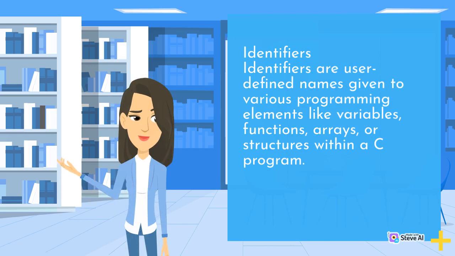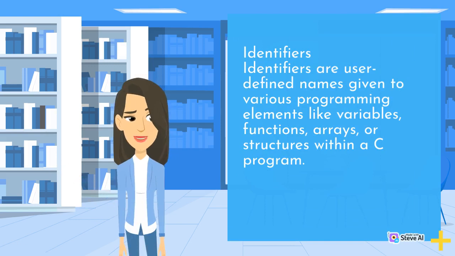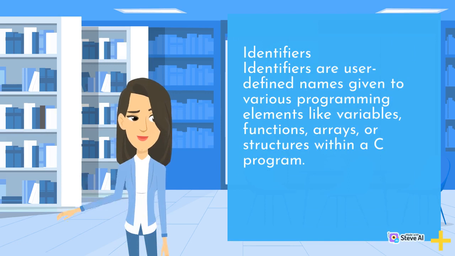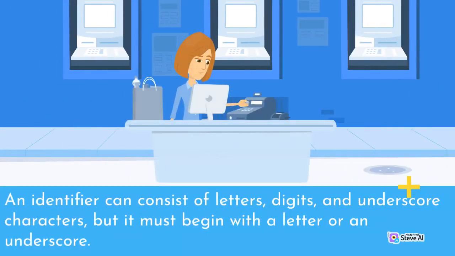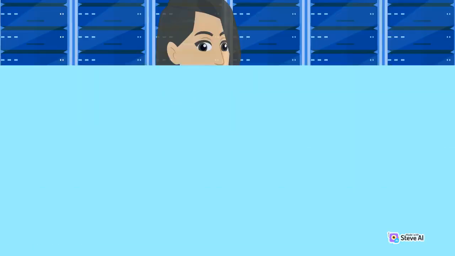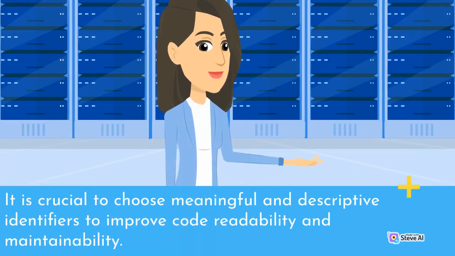Identifiers. Identifiers are user-defined names given to various programming elements like variables, functions, arrays, or structures within a C program. An identifier can consist of letters, digits, and underscore characters, but it must begin with a letter or an underscore. It is crucial to choose meaningful and descriptive identifiers to improve code readability and maintainability.